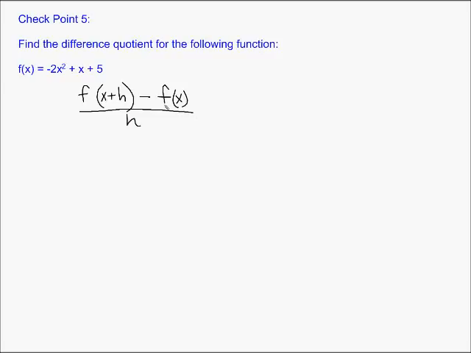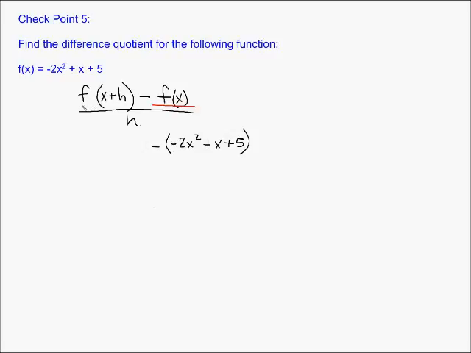And I always like to start with this minus f(x), and that's going to give me minus the function that they gave in the question, -2x² + x + 5.